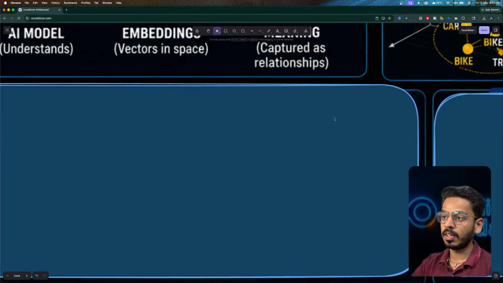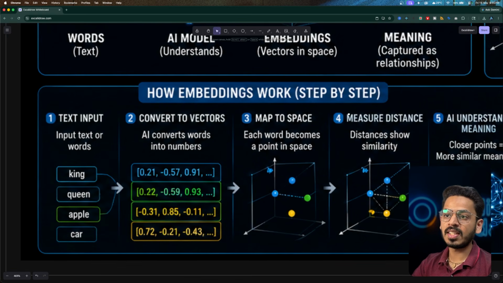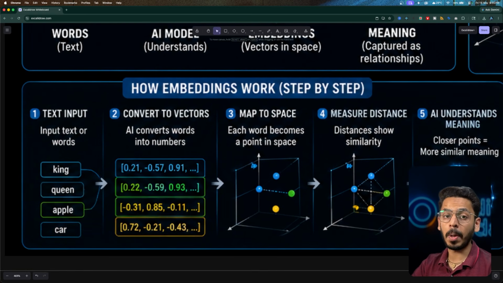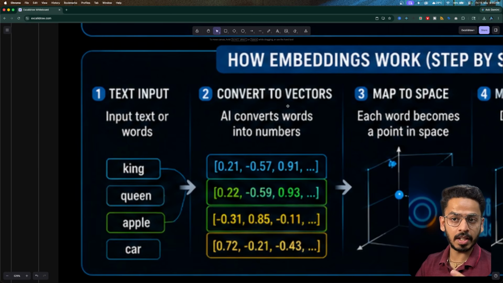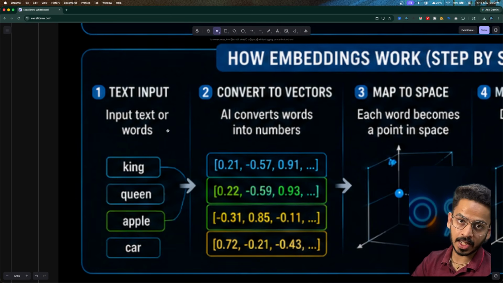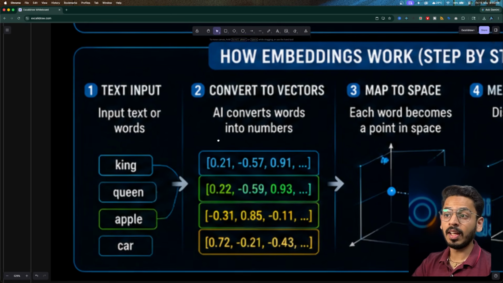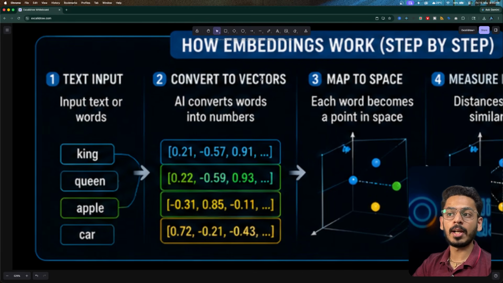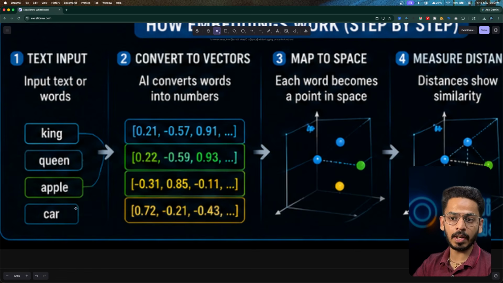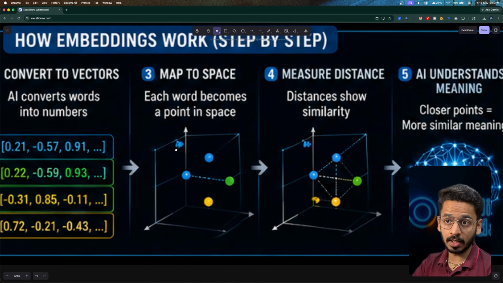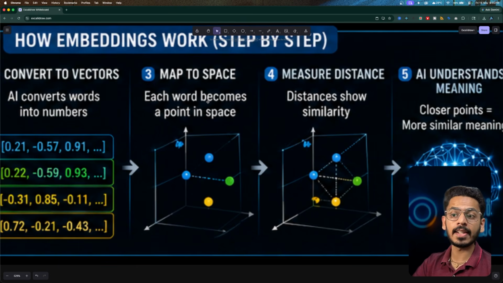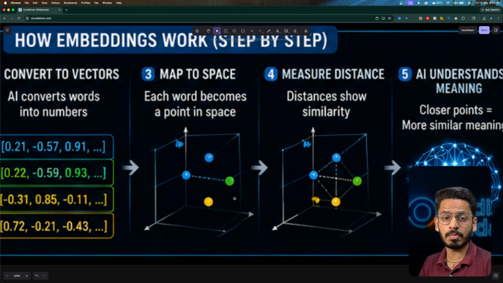After that, let's understand how embeddings work one by one. The first step is the user gives the input. The input is given as text, then it is converted into tokens, and these tokens are converted into vectors. AI converts the words into numbers. King, queen, apple, and car are converted into their respective vectors. Now each vector becomes a point in space. This is a three-dimensional or four-dimensional space that we have, and each word becomes a point.